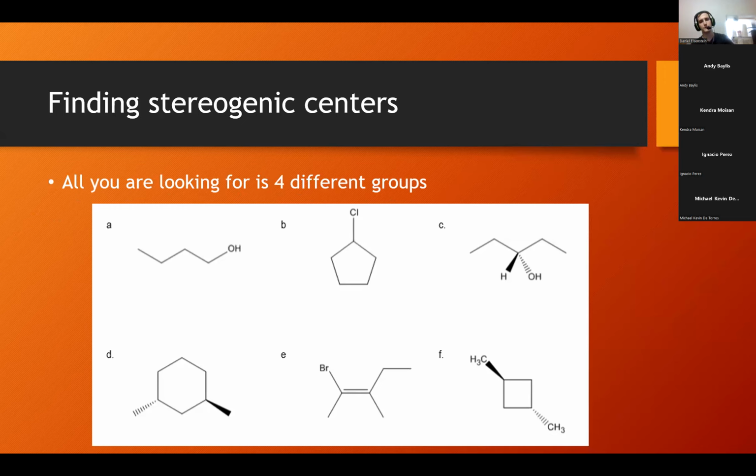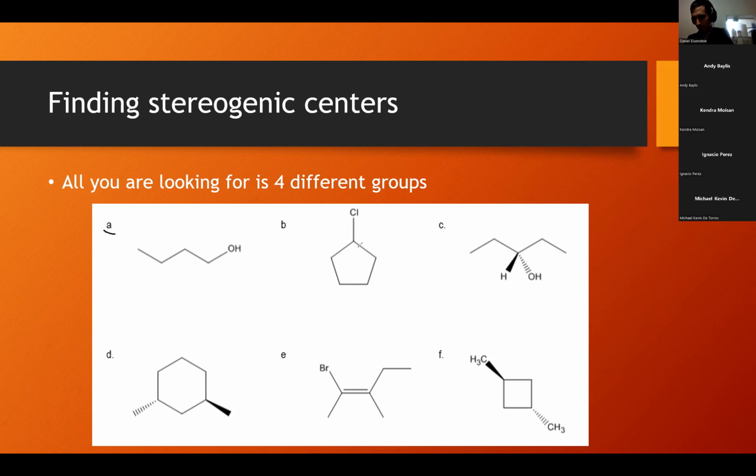All right, and just a reminder, you're looking for 4 different groups. So what we're going to do is go through these, and we are just going to see which ones meet that definition, okay? So for A, are there any chiral centers? All right, very good. Exactly. So there's no placement in which there are 4 different groups.